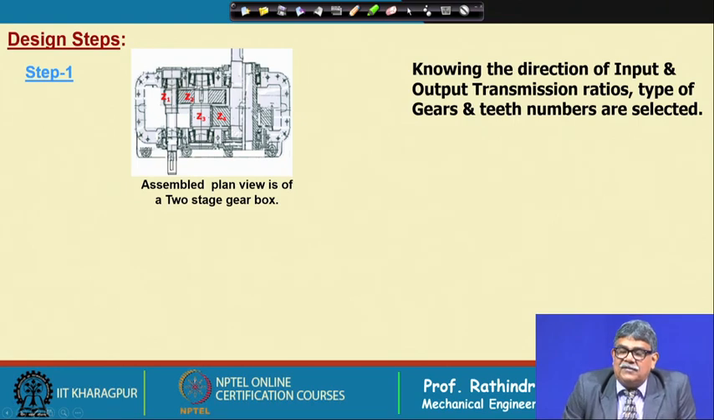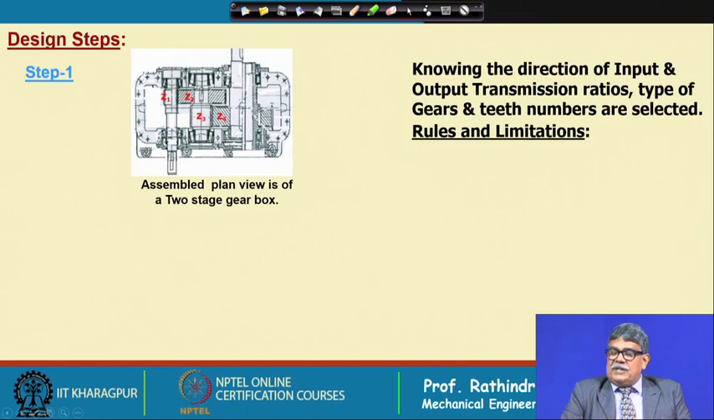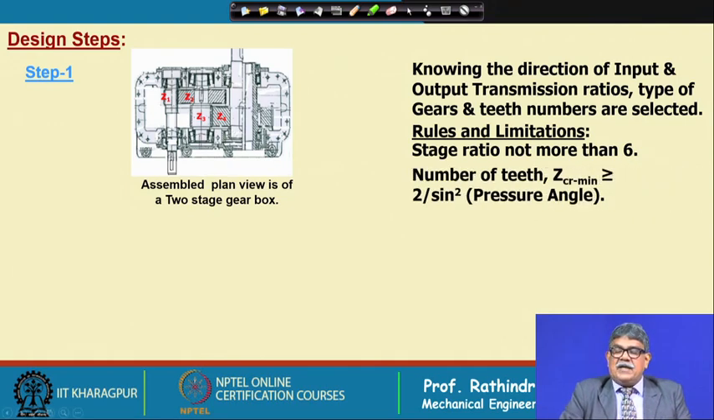In step 1, knowing the direction of input and output and the transmission ratios, the type of gears and teeth numbers are selected. Rules and limitations: the stage ratio should not be more than 6. Usually, particularly in the first stage, by no means should the ratio be more than 6. Now, the number of teeth should again be above the critical number.